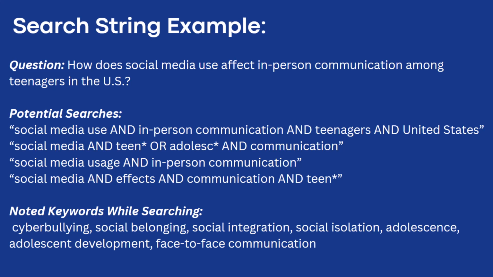I might also try the second example, which has teen and the beginning of the word adolescence with an asterisk. The asterisk acts as a wildcard and will pull in multiple endings of the word. So it'll search for teen, teens, teenagers, and then adolescent, adolescence, or adolescents. And then I will probably try my search several different ways and see what comes up in the results list.